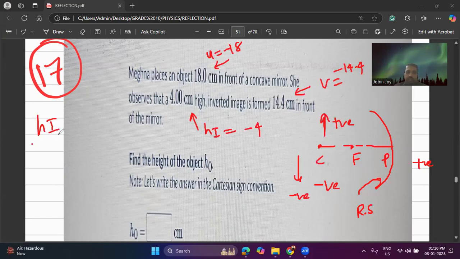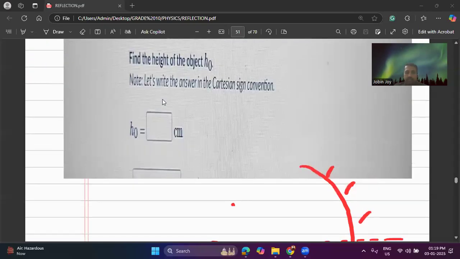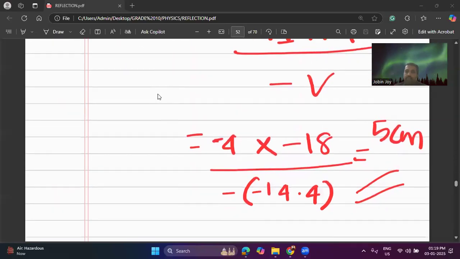We know the equation HI by HO is equal to minus V by U. From this you can calculate HO. By cross multiplication, HO is equal to HI into U divided by minus V. You know HI, you know U, you know V. Just substitute it and you will get the final answer, the height of the object HO. HO equals 5 centimeter. So the final answer is 5 centimeter.